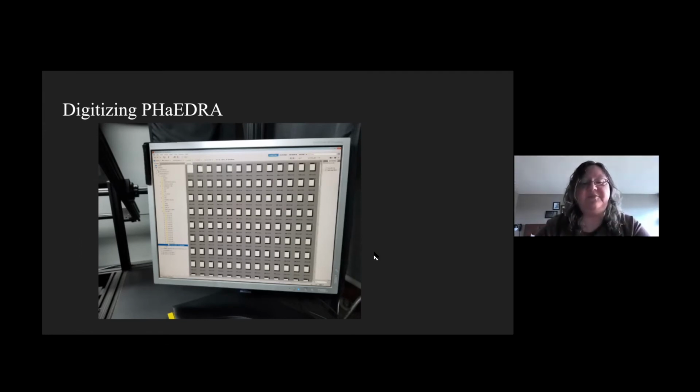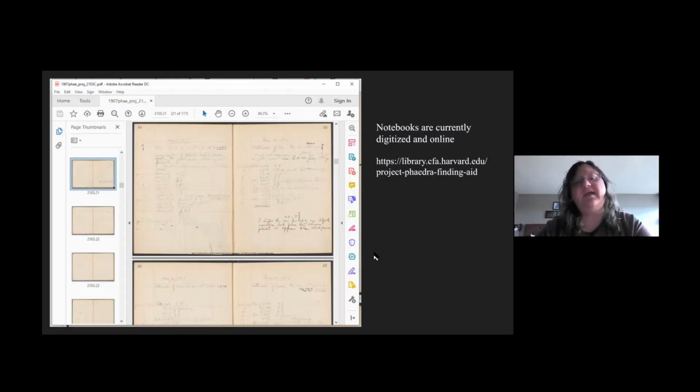ADS is the premier place to find astronomical literature, and they also provide other technical services, including hosting our images. They also generated PDFs so that these volumes can be freely shared online. And there's a link there on the side to the finding aid for Project PHaEDRA, where you can get links to each individual volume.